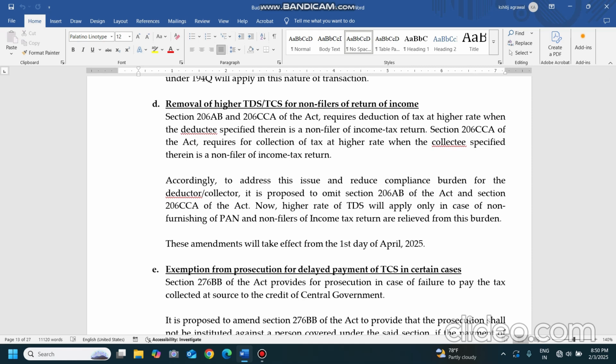So consequently, section 206AB and section 206CCA of the Act in respect of TDS and TCS respectively have been amended, and now the higher rate of TDS will apply only in case of non-furnishing of PAN and won't be applicable in case of non-filers of ITR.